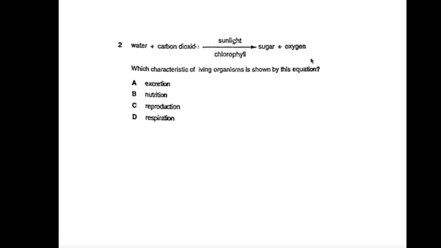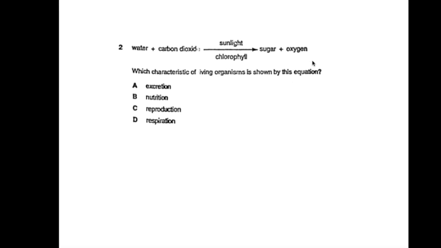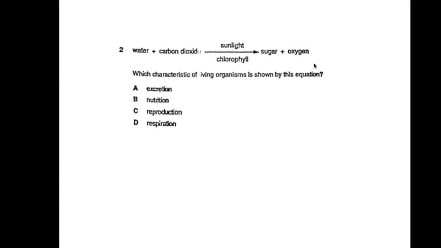Number 2. Which characteristic of living organisms is shown by this equation? Water plus carbon dioxide, which is helped by sunlight and chlorophyll, which then produces sugar plus oxygen. This formula shows photosynthesis. But there's no photosynthesis in the options. Excretion is the removal of waste products from our body. Reproduction is the production of the same offspring. Respiration is the opposite of this formula. The answer for this question is B, nutrition.